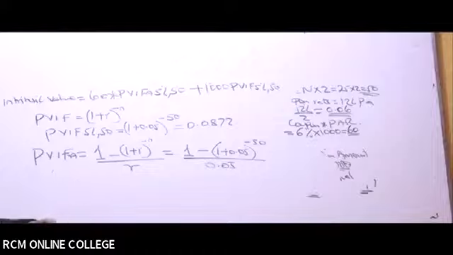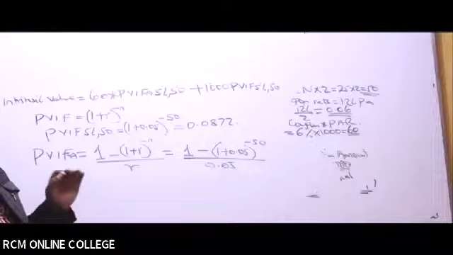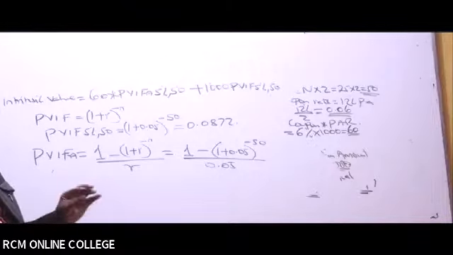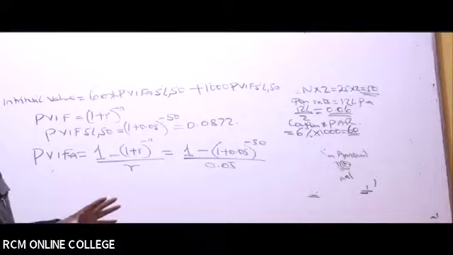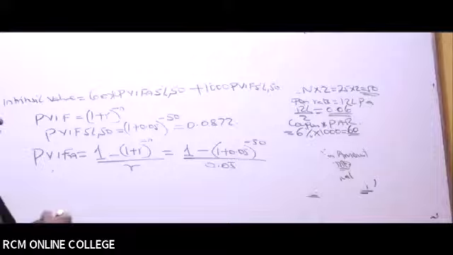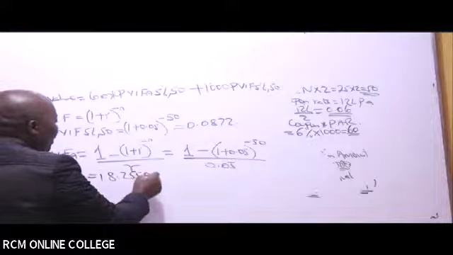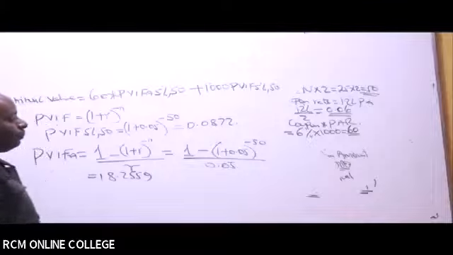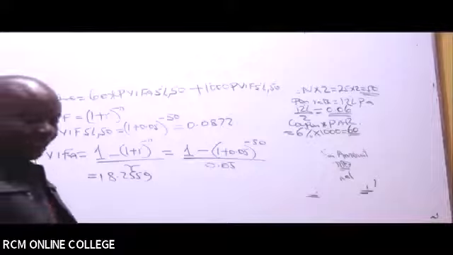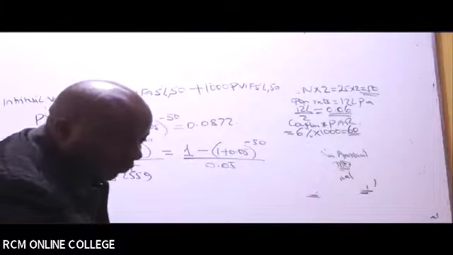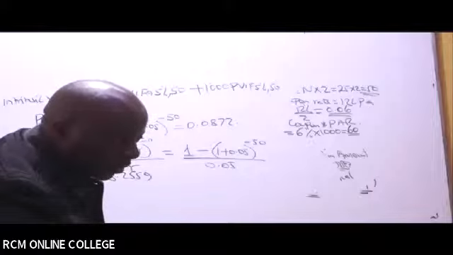No, it cannot be 2 decimal places, Esther. Remember, there is always tradition for a subject. PVFA and PVF are always 4 decimal places. Always. 18.2559. I'm being told it is 18.2559. Can somebody else confirm that figure? Yes, somebody has confirmed it. Thank you so much.